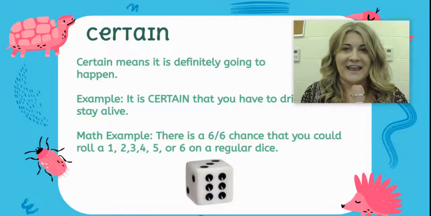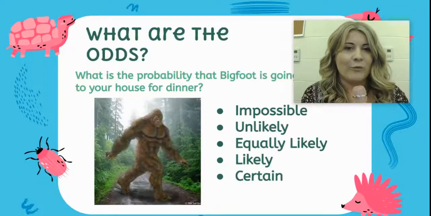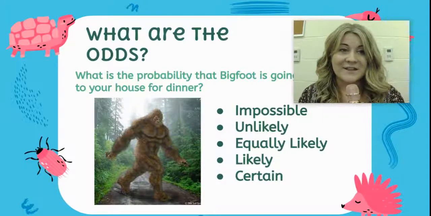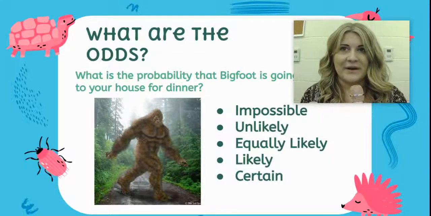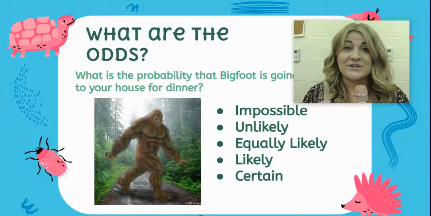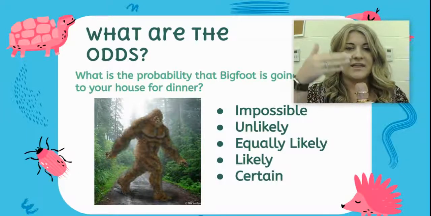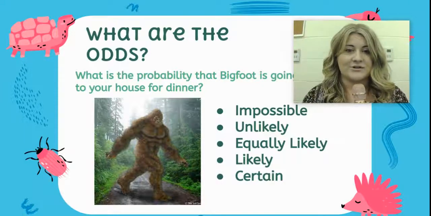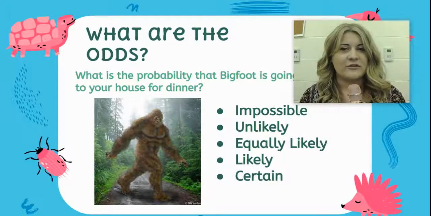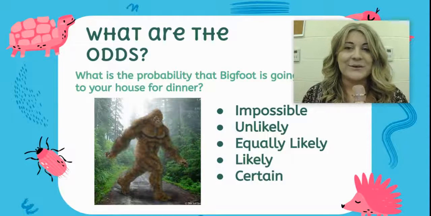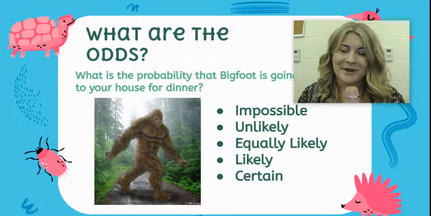So let's play a game. It's called What Are the Odds? What is the probability that Bigfoot is going to come to your house for dinner? You're going to choose impossible, unlikely, equally likely, likely, or certain. They go in order from impossible down to certain. So what do you think the probability is that Bigfoot is going to come to your house for dinner? I'll give you a minute to answer.